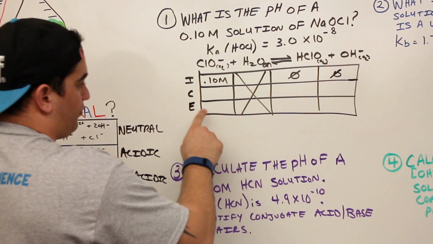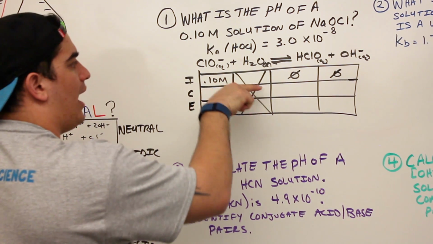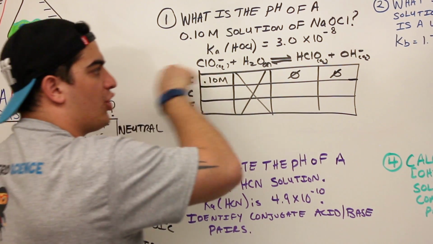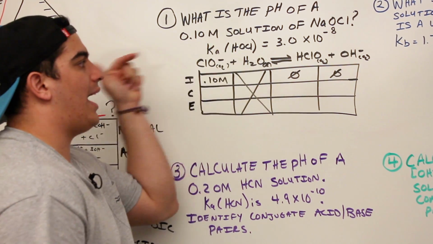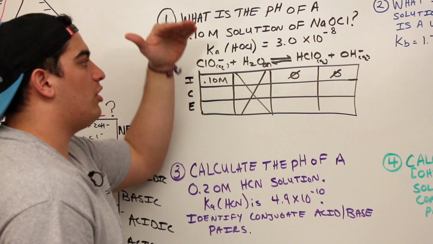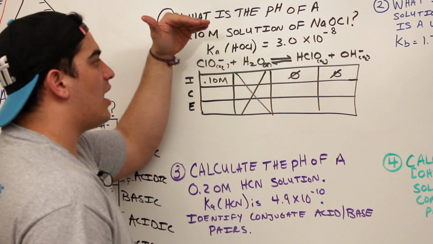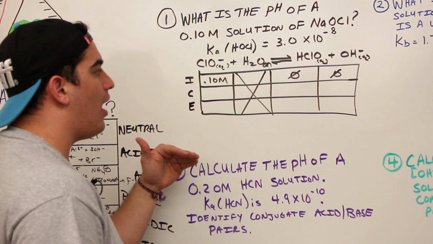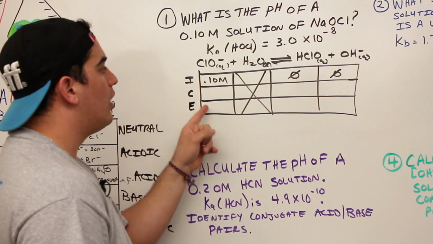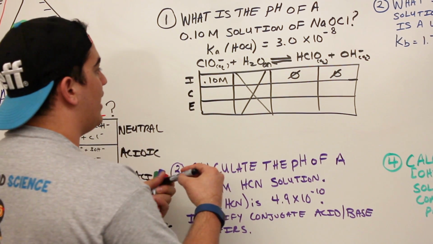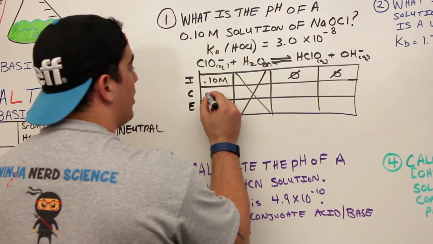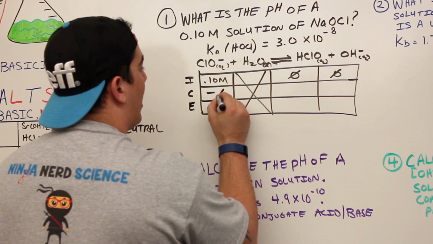Now, as this reaction is occurring, what's happening to the concentration of the hypochlorite as the reaction proceeds towards the products? It should be decreasing. So if its concentration is decreasing over time, its change in concentration should be negative. We don't know how much it's changing, so we denote that as minus X.